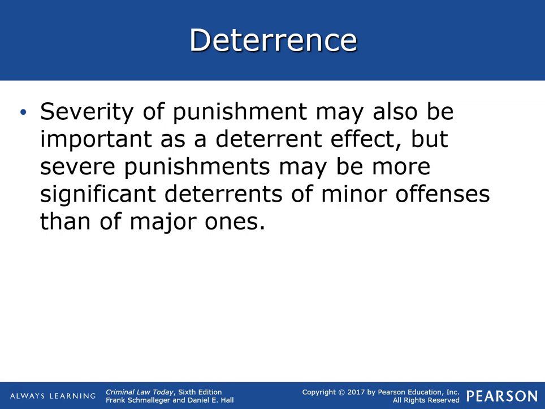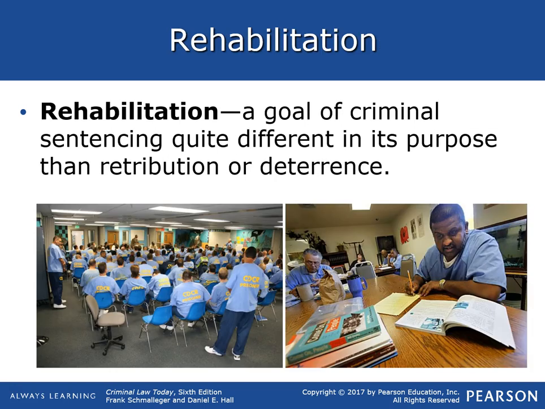We already know there's a punishment for murder, but yet people still murder. So, how does that fit into the whole deterrence thing? So again, under deterrence, the severity of punishment may also be important as a deterrent effect, but severe punishments may be more significant deterrents of minor offenses than major ones. And probably the reason for that, well, I'm not going to try to figure out the reason for that. Let's just go ahead and move on to the next one.